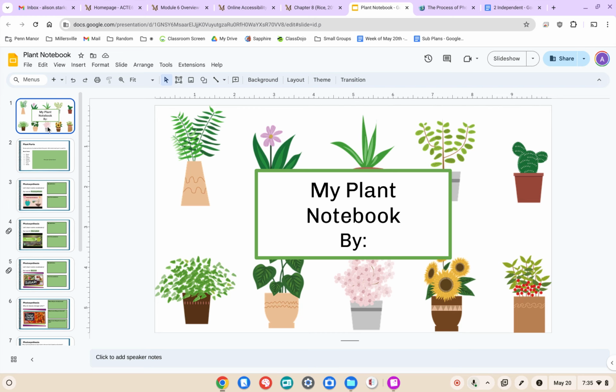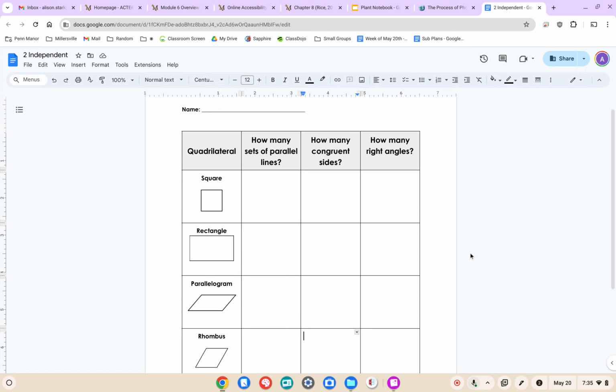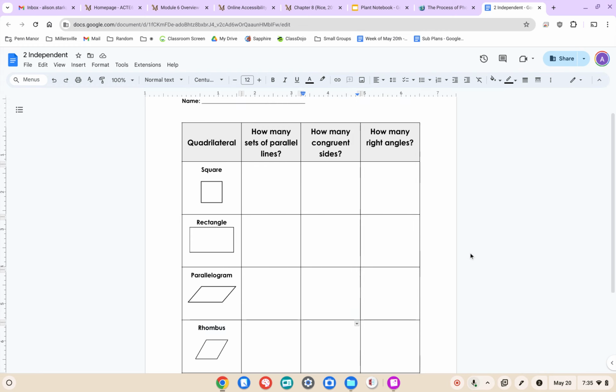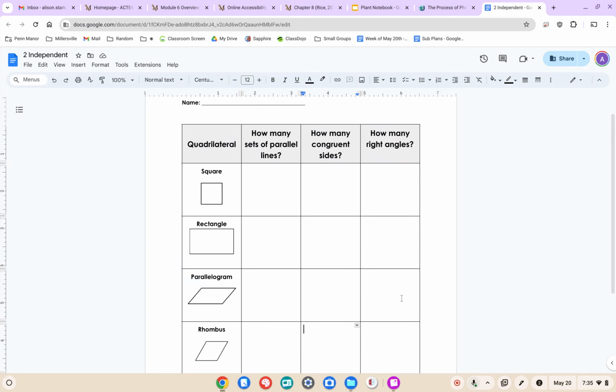The next resource that I'm going to review is this math worksheet. So this math worksheet is on geometry, and I would use this after teaching parallel lines, congruent sides, and right angles. So I would teach the students what each of those things mean, and then I would have them work with a group of 3 to determine how many sets of parallel lines, congruent sides, and right angles these shapes have. I would give them a ruler to help them with congruent sides.